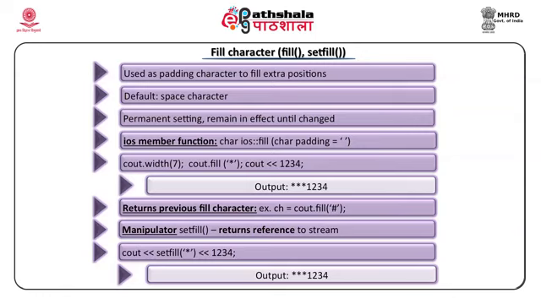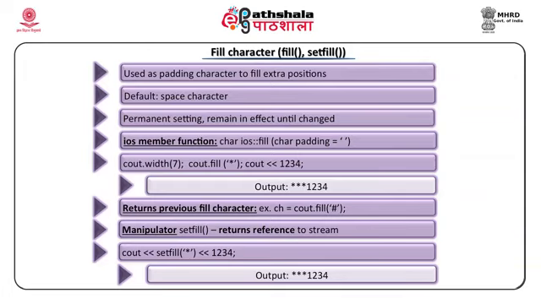Now, whatever settings we will be using, the settings are permanent. That means once it is set, unless and until we change it, it will remain in effect. The fill function returns the previous fill character, and we specify as an argument what filling character we want to use. See this example: cout.width(7), then we say the fill character to be used is asterisk, and I want to output 1, 2, 3, 4.